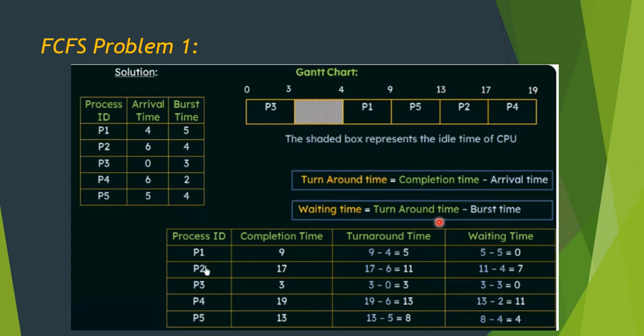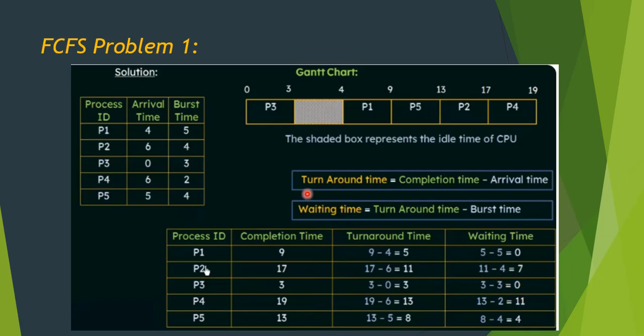So the waiting time also is given by the formula turnaround time minus the burst time. So the turnaround time in this case would be what we have gotten here, which is 5, minus the burst time, sorry. So we have our turnaround time, which is 5, minus the burst time, which is 5, which is 0 here for process 1. And then for process 2, the turnaround time is 11. 11 minus the burst time, which is 4, will give us 7.